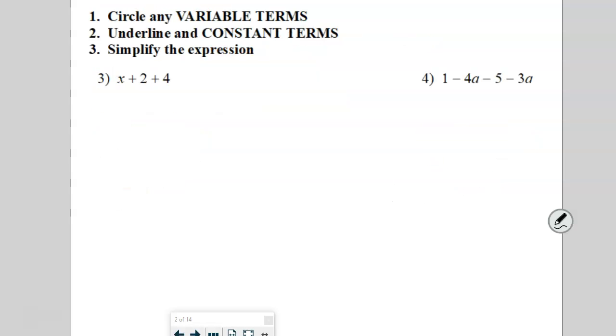All right, same instructions, new problems. We're going to be circling our variable terms again. On this problem, there's only that one variable term. And then we do have a positive 2 and a positive 4 as our constant terms. So those are the only things we're going to need to combine. So we have x, and then positive 2 and positive 4 added together would give us a positive 6.